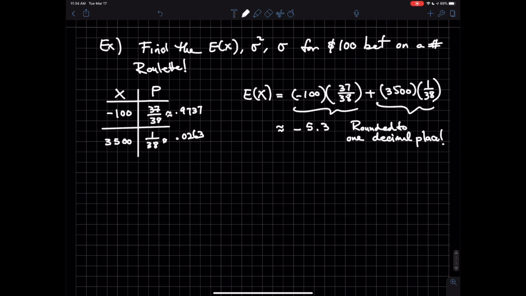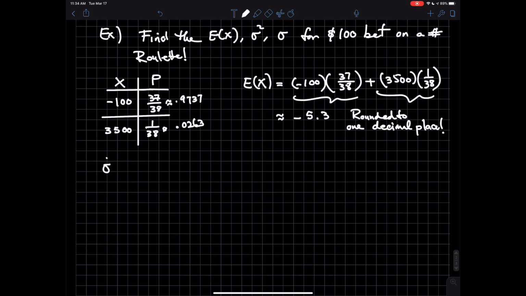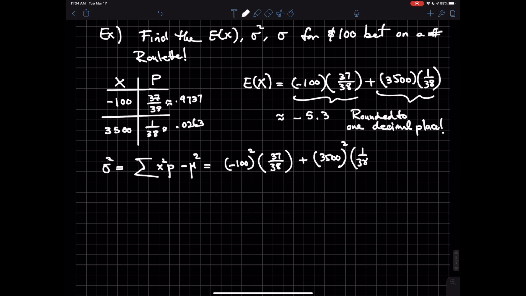All right, so I've calculated the expected value. Let's try to calculate the variance. The variance for this probability distribution, again, will be the sum of x squared p's minus mu squared. Let's actually do this manually again. So you get minus 100 squared multiplied by its corresponding probability plus 3,500 squared multiplied by its corresponding probability. And then I have to subtract from that negative 5.3 quantity squared.